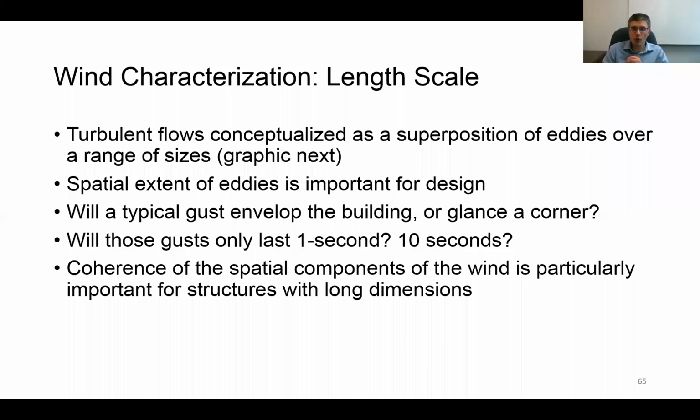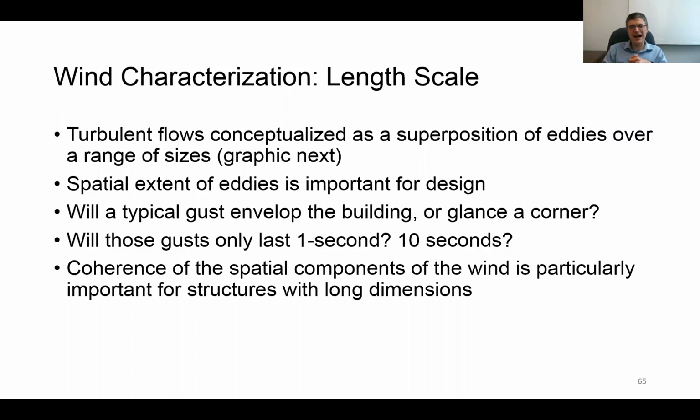Moving on to the next important wind characterization parameter, the length scale. The turbulent flow over land, as the wind advects from here to there, can be conceptualized as a superposition of different eddies of different sizes and speeds, bumping and moving and spinning off. I'll show you a graphic that makes that fairly clear next.